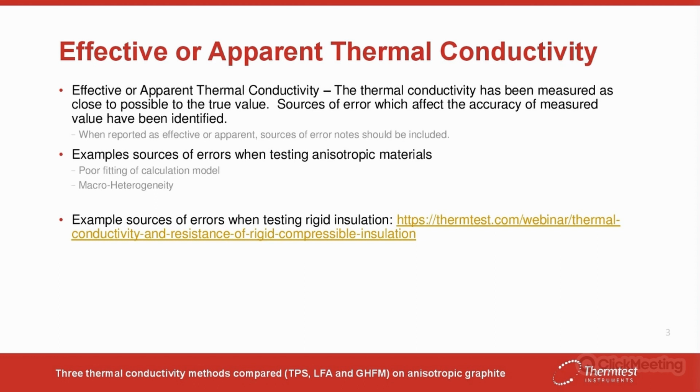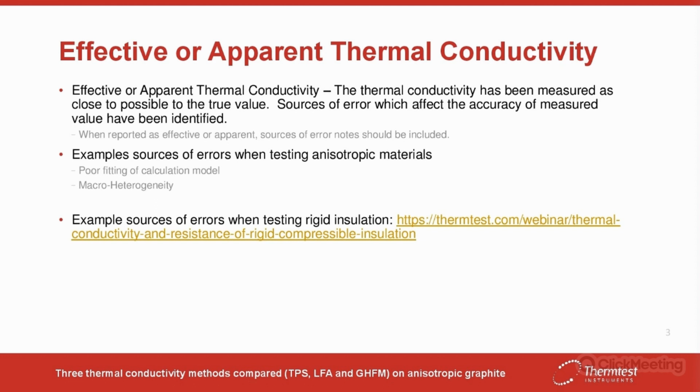So in its meaning, the thermal conductivity has been measured as close as possible to the true value. There are identified sources of error which affect the measured accuracy. So what we'd like to see when those results are displayed or reported internally or externally, what are those examples of error, if they're known? In the measurement of anisotropic materials, some sources of error are perhaps a poor fitting to a calculation model or the effects of heterogeneity on measurements. Those are both, as well as possible convection and radiation effects, but what we're really focusing on in this particular webinar is on solids.